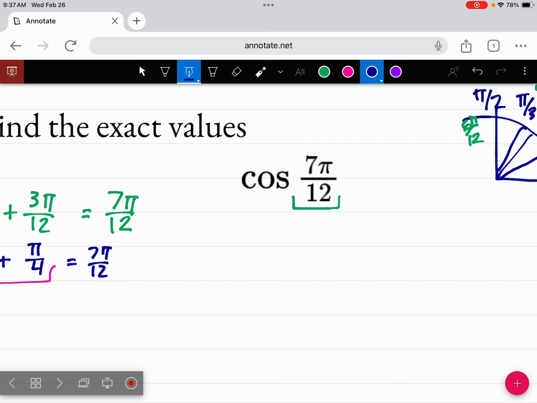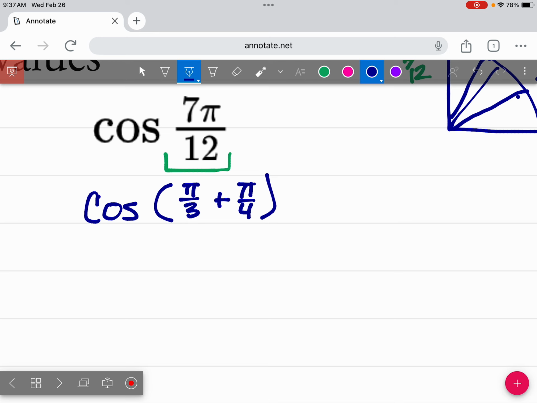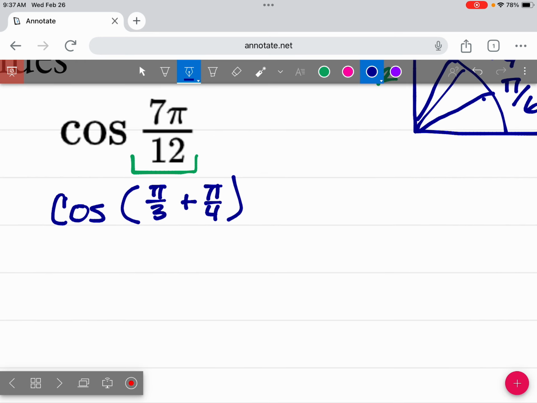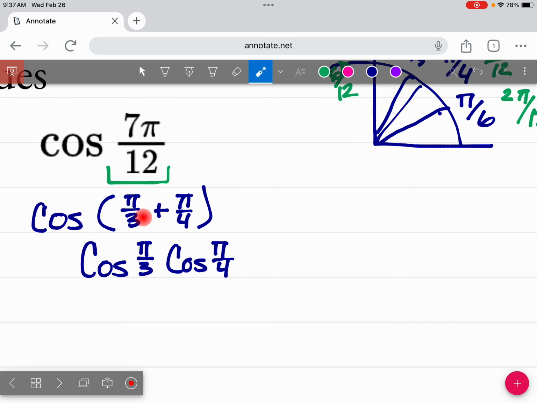So then we're going to look at our cosine of pi over 3 plus pi over 4. So we're going to use our cosine formula. And that puts our cosine of pi over 3, cosine pi over 4, because cosine keeps our cosines together. Cosine keeps its buddies. And then it uses our opposite sign here, so cosines then subtract our sines of those same angles.